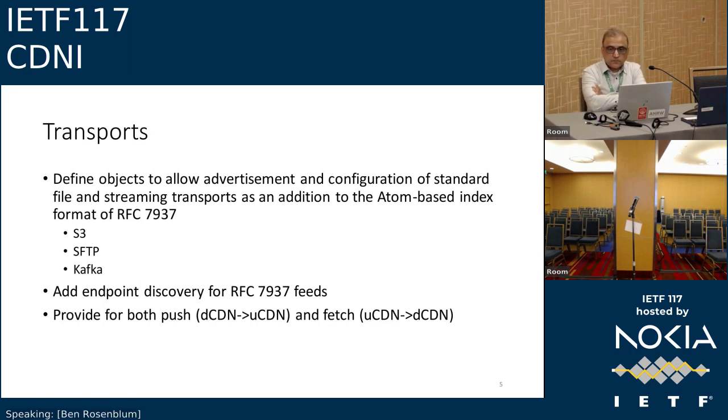Log transports. So 7937 defines an atom index that has references to where you can find all of the log files in question. It doesn't specify how to get the atom index. There's no transport specified for that. And endpoint discovery is left as an exercise that's out of scope of the RFC. We felt that this was insufficient and that there should be explicit definitions for how to communicate the endpoints for transmitting and receiving logs. So to that end, there are objects defined for S3, SFTP, and Kafka, Kafka being a streaming transport, S3 and SFTP for files, in addition to adding a discovery mechanism for the 7937 endpoint.